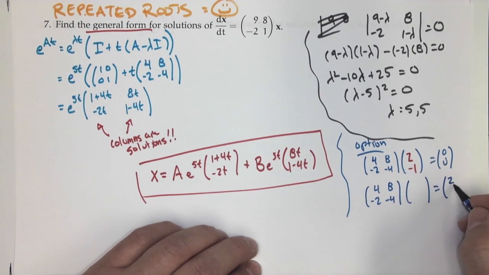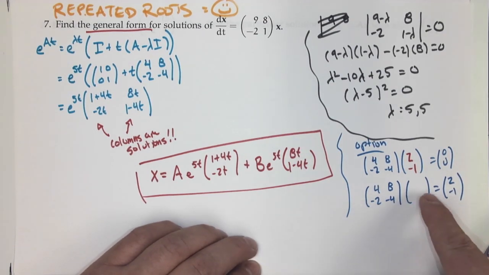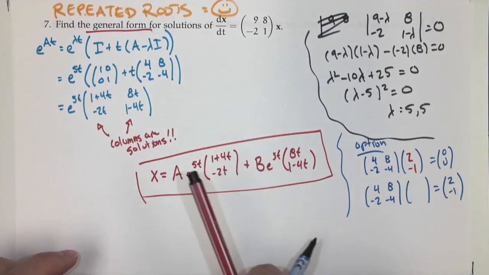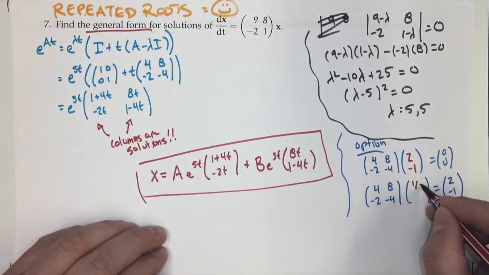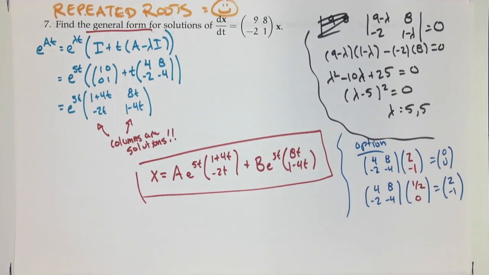What I need to do now is find something that when I multiply 4, 8, minus 2, minus 4, I get 2, minus 1. So what does that? Well, that's not so quick, is it? Now you're like, I'm starting to appreciate this more, Steve. So 1 half, 0 does it. It's not the only one that does it, but there are others. This one works.